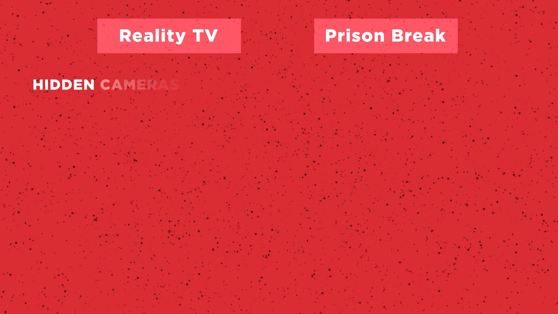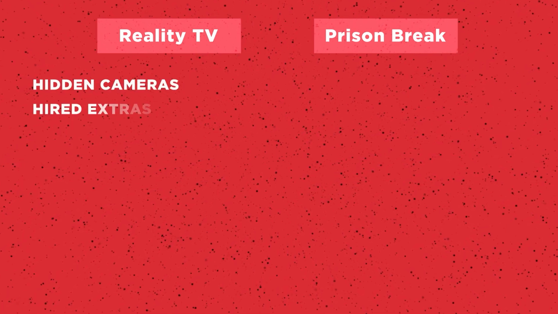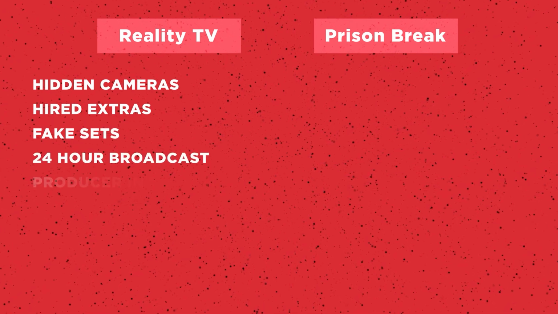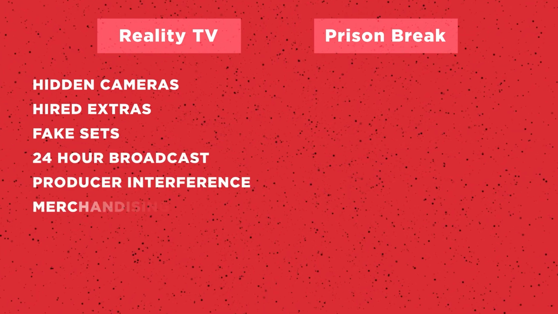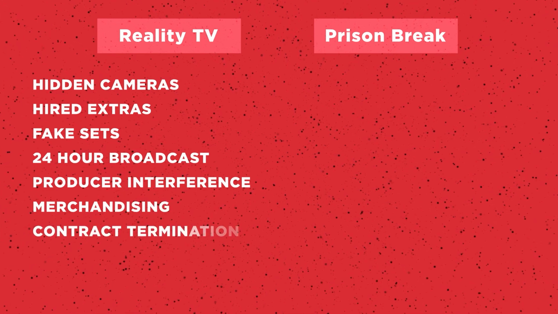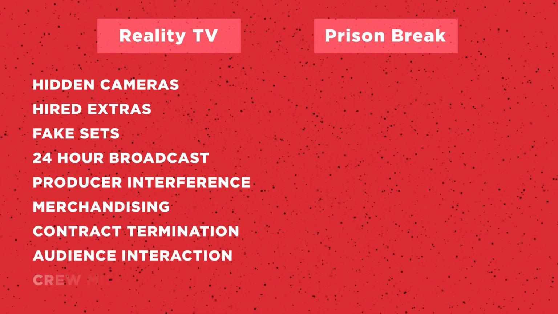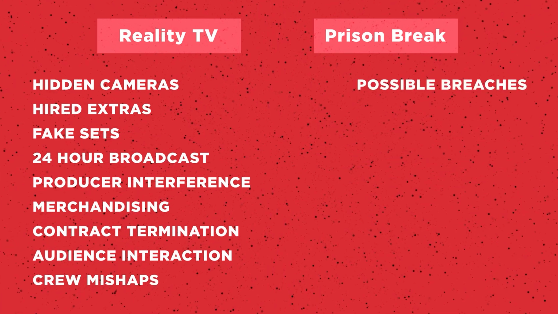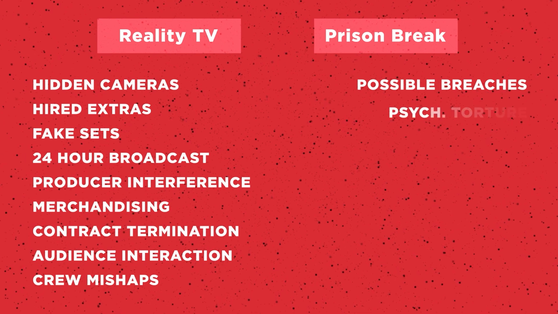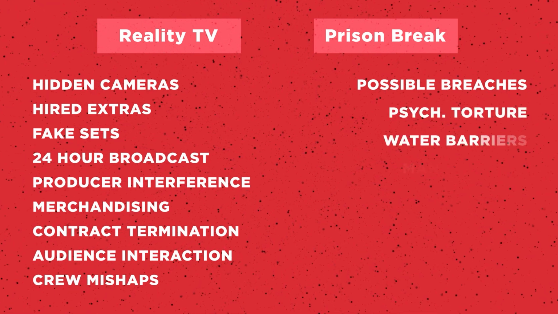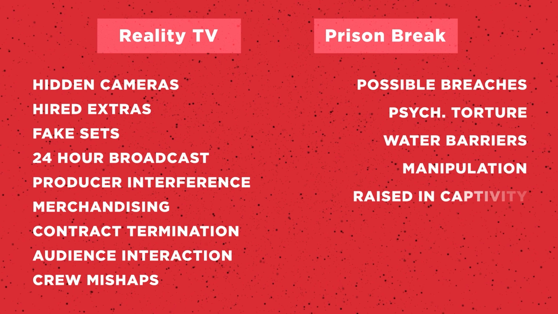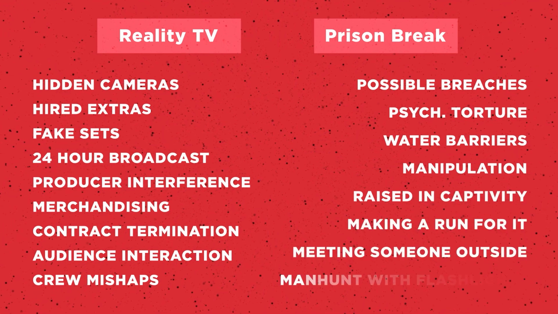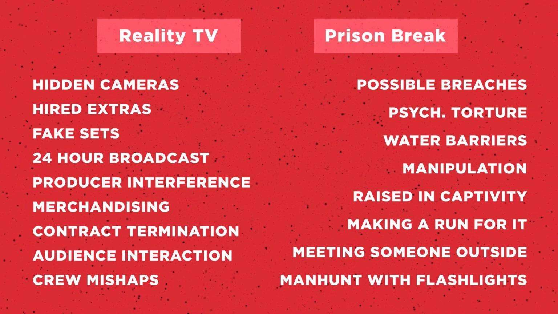For reality television, we can have hidden cameras, hired extras, fake sets, 24-hour broadcasting, producer interference, merchandising, contract termination, audience interaction, or crew mishaps. For the prison break list, we can have searching for possible breaches, psychological torture, water barriers, manipulation, raising someone in captivity, making a run for it, meeting someone on the outside, a manhunt with flashlights.